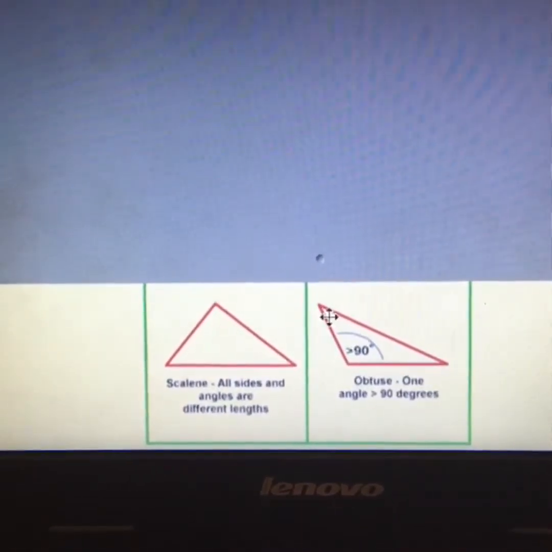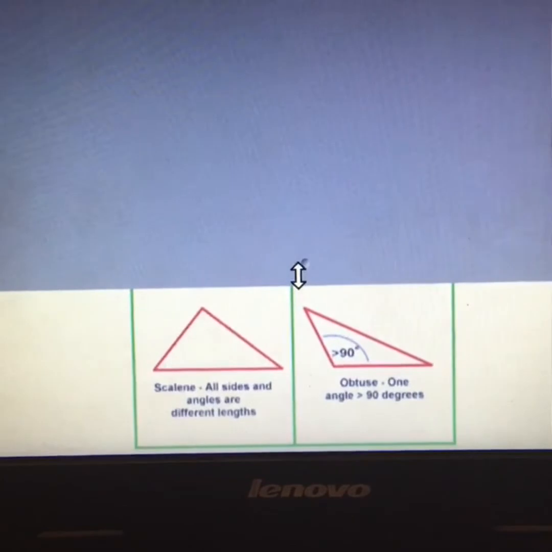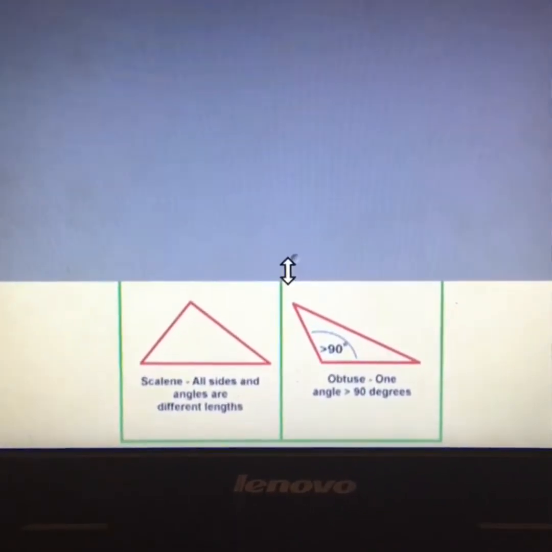When all the angles are different, and it's when all the lengths are different as well. You can also have a right angle scalene triangle, because you could have a 90 degrees and a 40 degrees and a 50 degrees. So you can have a right angle scalene triangle as well.